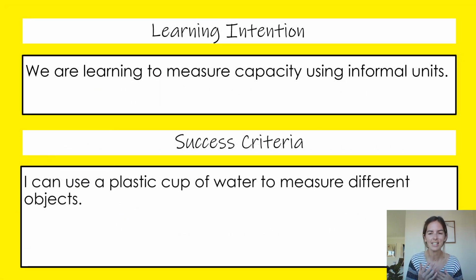Now that you're finished, let's just quickly go over our learning intention and our success criteria and reflect on what we have just learned and discovered. So our learning intention was that we were learning to measure capacity using informal units. Now our informal units today, for me, was a mug. That was my measuring tool, but for you was a plastic cup or any cup that you had at home.